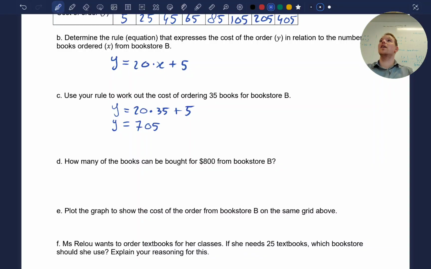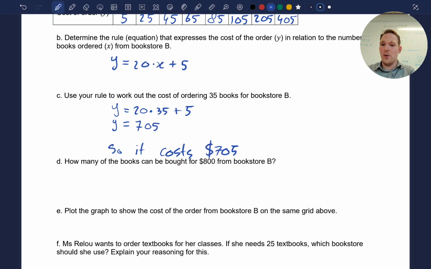705. What do I need to add still? Is this correct? Well, it is correct. $705. It's $705. Dollars indeed. It's a dollar amount, the cost. So it costs $705.